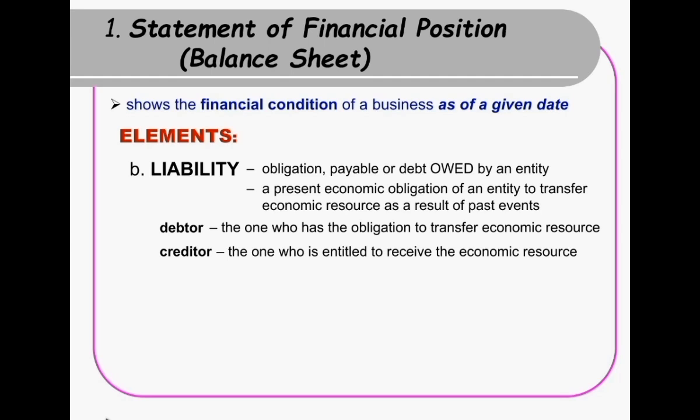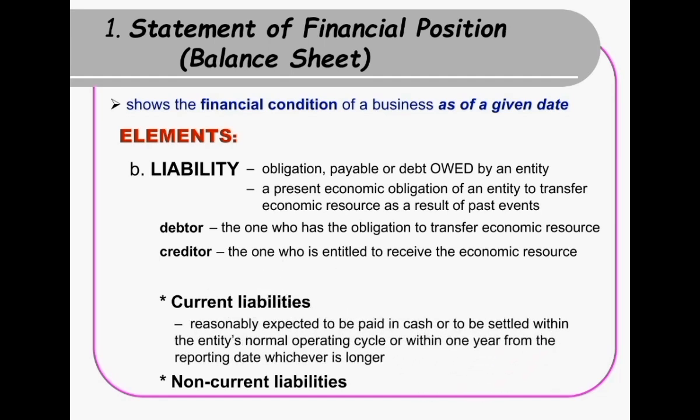Just like the assets, liabilities are either current or non-current. Current liabilities are those which are reasonably expected to be paid in cash or to be settled within the entity's normal operating cycle or within 1 year from the reporting date, whichever is longer. Of course, those liabilities which cannot be considered as current should be classified as non-current or long-term liabilities.